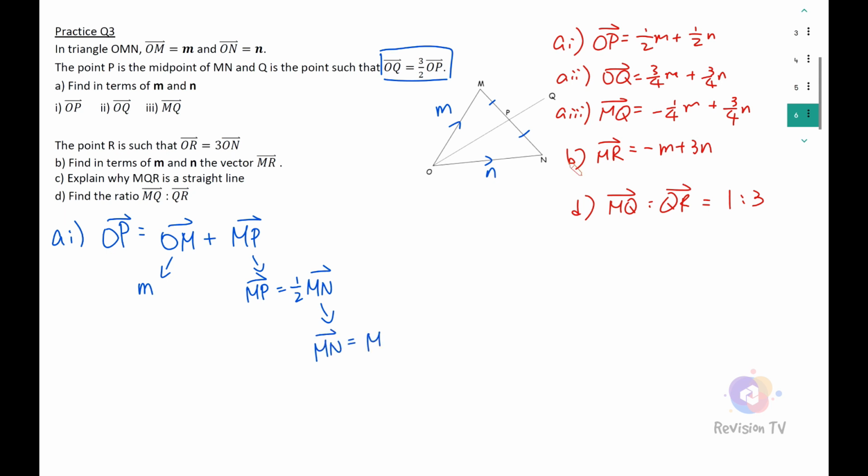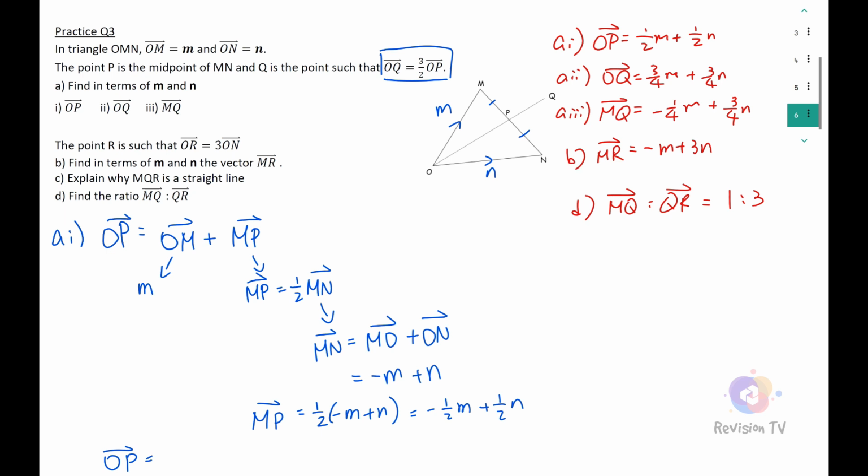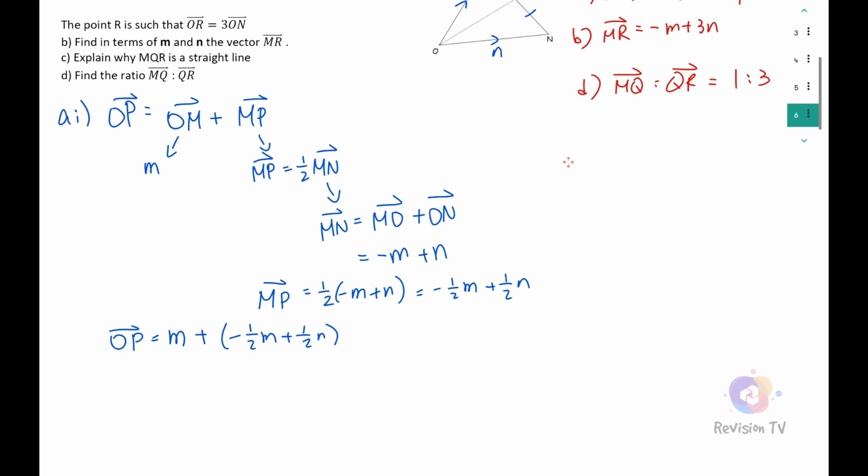MN is the same as M to O plus O to N. M to O is against the arrow, so put a negative: minus m, O to N plus n. Therefore MP is a half of minus m plus n, which is minus half m plus a half n. So OP is OM, m, plus minus a half m plus a half n. If I simplify, m minus a half m is a half m, plus a half n. That's the answer.